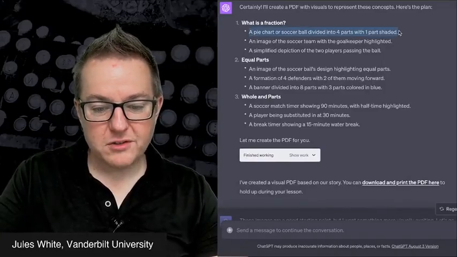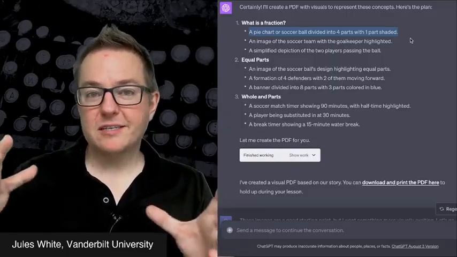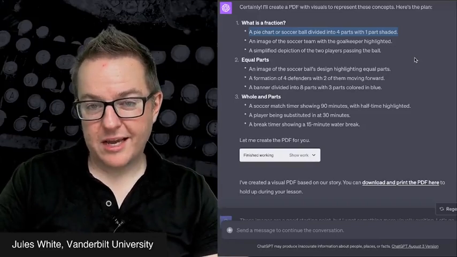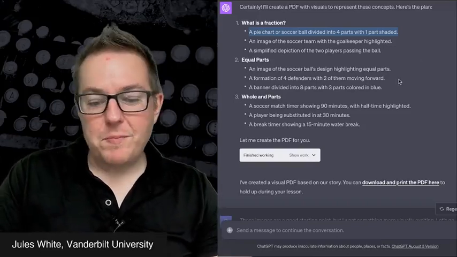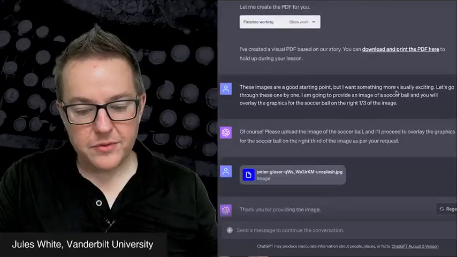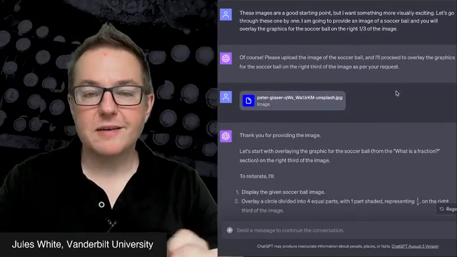So we have a pie chart of a soccer ball divided into 4 parts with 1 part shaded, right? Pretty classic, just a pie chart. We're going to explain flat fractions with that. That's not the most exciting thing, particularly because we have this whole World Cup story going. So I thought, I'd like to inject something more exciting.